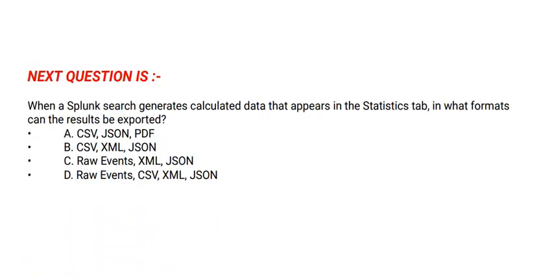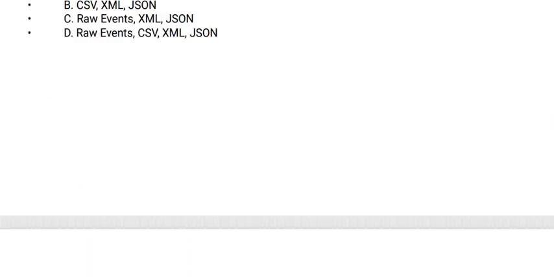Next question is, when a Splunk search generates calculated data that appears in the statistics tab, in what formats can the results be exported? Options are, option A, CSV, JSON, PDF. Option B, CSV, XML, JSON. Option C, raw events, XML, JSON. And option D, raw events, CSV, XML, JSON. The correct option is option B.